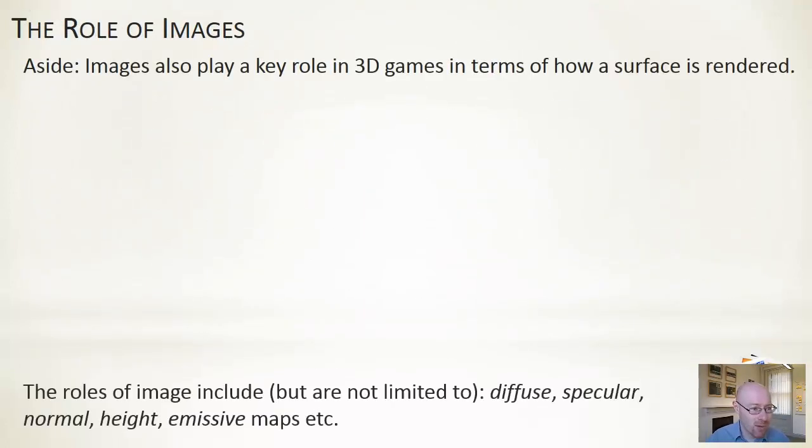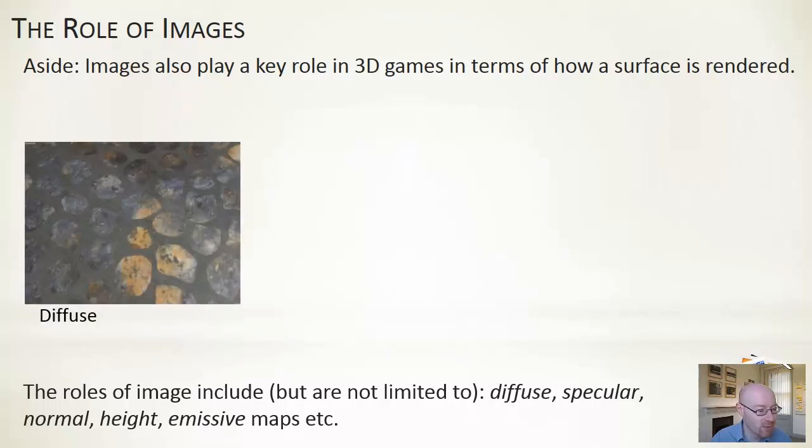Just a very quick aside, we are talking about 2D games here. Also for 3D games, 2D graphics actually play a key role or key component in terms of how an actual surface gets to be rendered, to be displayed. This comes into the material notionally that a surface is rendered with. So there's lots of different types.